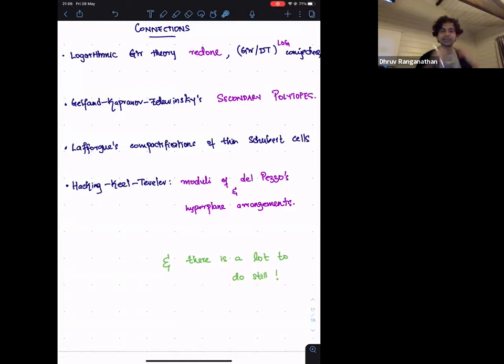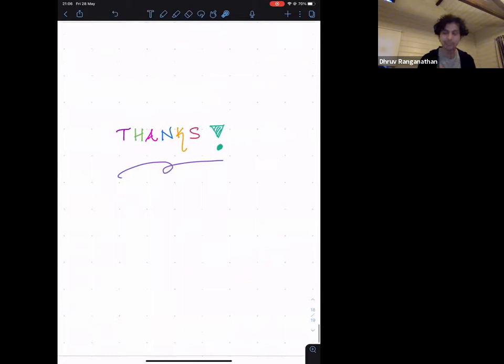And then Hacking, Keel, and Tevelev actually served as a big piece of motivation for me. Their work on moduli of del Pezzos and on moduli of hyperplane arrangements also follows a very similar strategy. In each case people are doing the work in different ways, but I think we've now learned enough that they're different incarnations of the same thing. So I think this stuff is all over the place, which has been cool for me to try and understand. Okay, I'll definitely stop there. Thanks for listening.